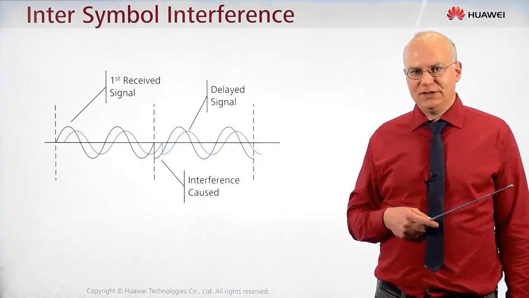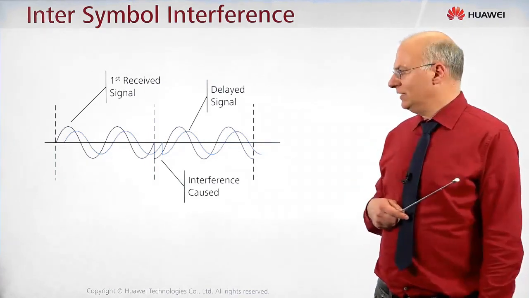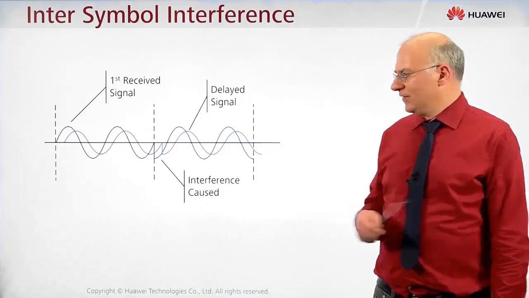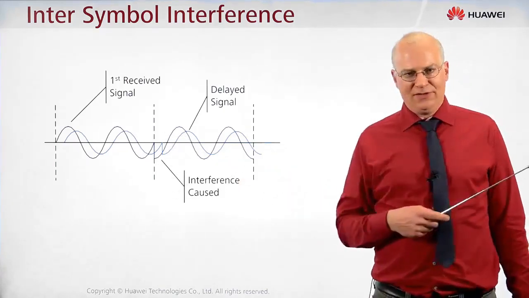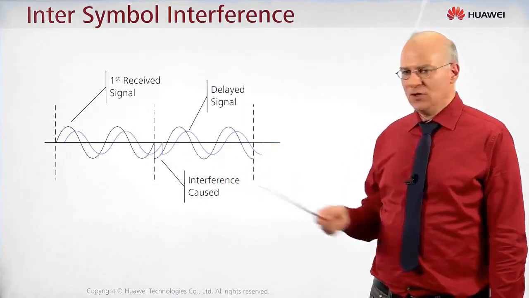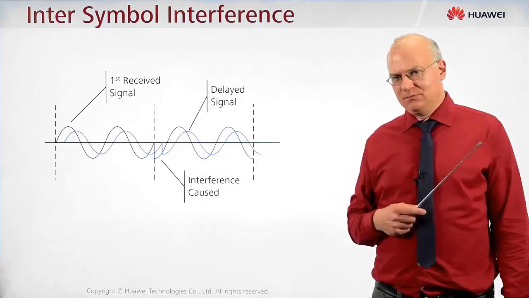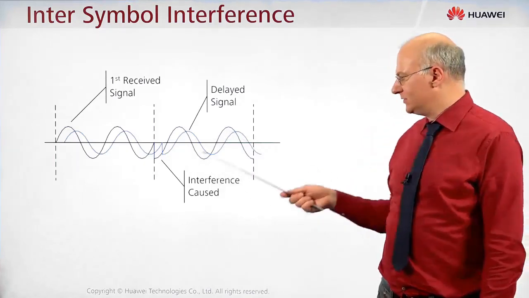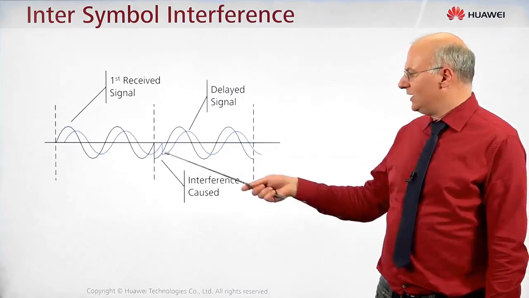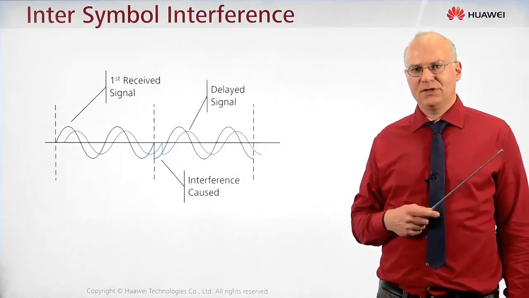Another important point is the inter-symbol interference, which is shown here. If there is a big delay spread of the signal, then it can happen that the first signal, the delayed first signal, overlaps with the time slot of the second symbol, and then this generates an interference of the second symbol.